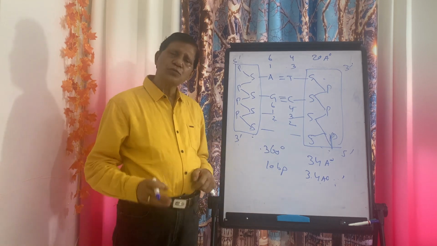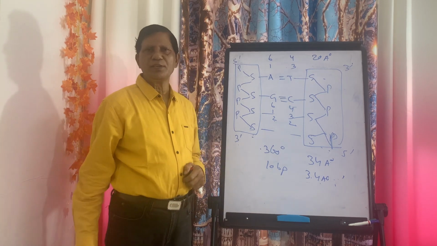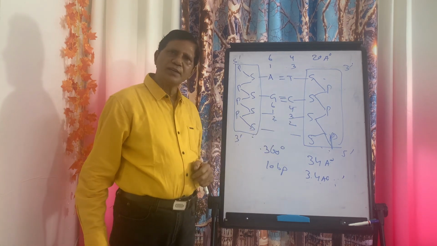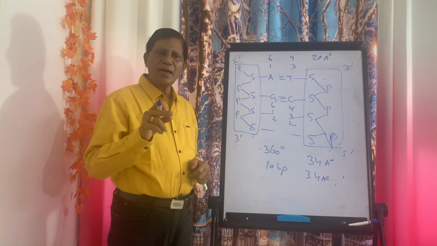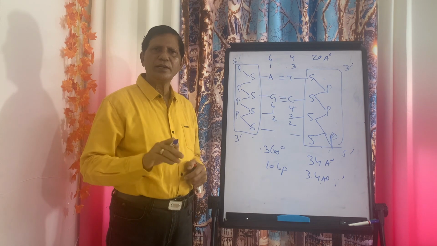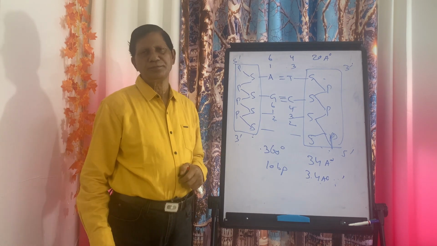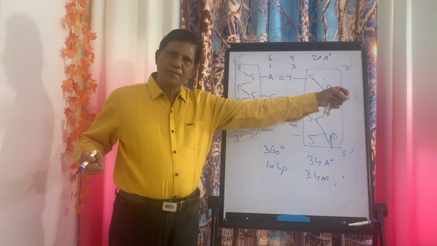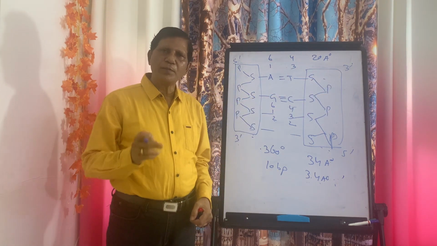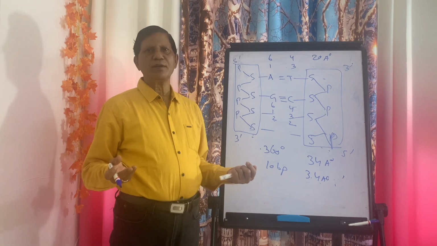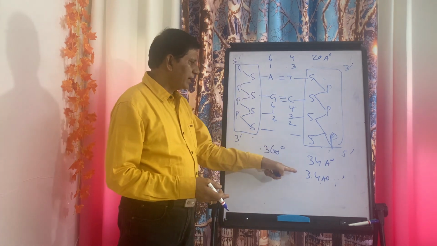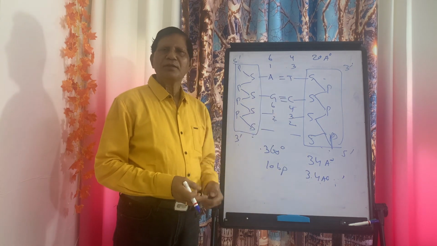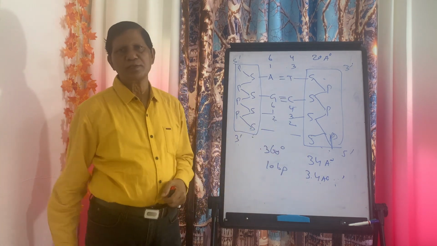From this you can get so many questions for examinations, because the amount of A is equal to T, G is equal to C. So suppose in a question the amount of cytosine is given, then you can predict the other ones automatically. Suppose the length of the DNA is given and you are asked how many base pairs are there. Very easily you can do it, because the gap between two is 3.4 angstrom. So simply you divide by that and you will get how many base pairs are there.